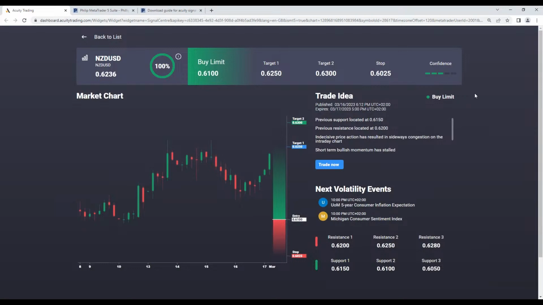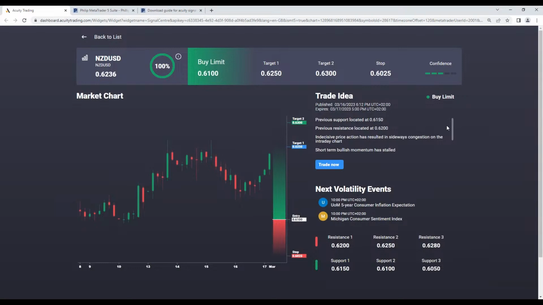Just by looking at it, you would know that a buy limit is setting an entry price at a price that is lower than the market price. Price is currently up here. They're advocating that if the price dips to this entry level at 0.61, it should be a buy signal. Therefore they are expecting it to rebound to target one at 0.6250. So it is a very intuitive graphical representation of different kinds of trade ideas or pending orders. I think this would be really helpful for those of you who are just starting to learn about this.